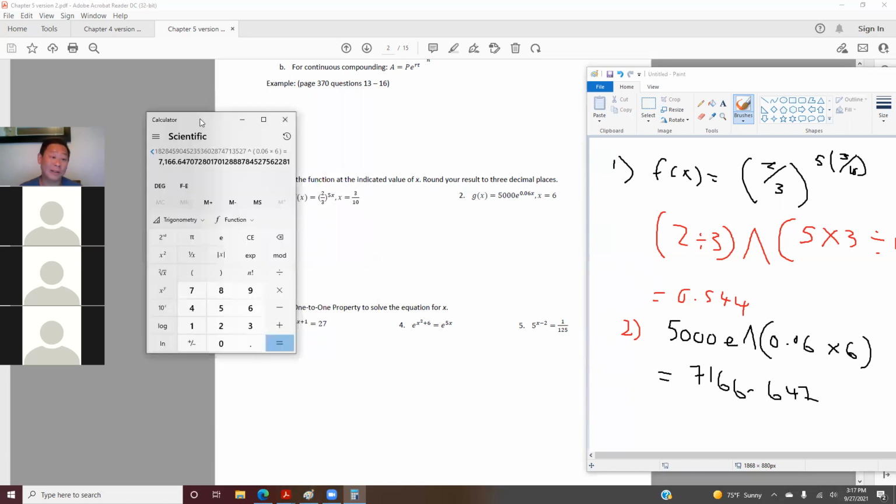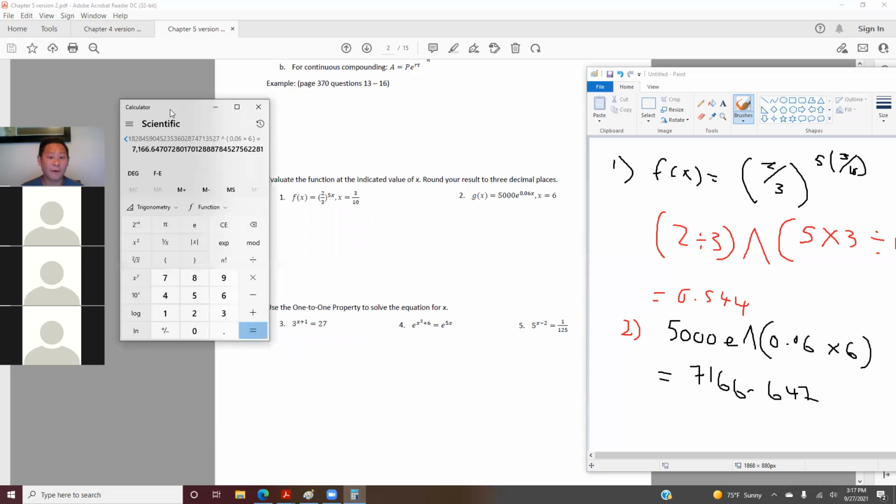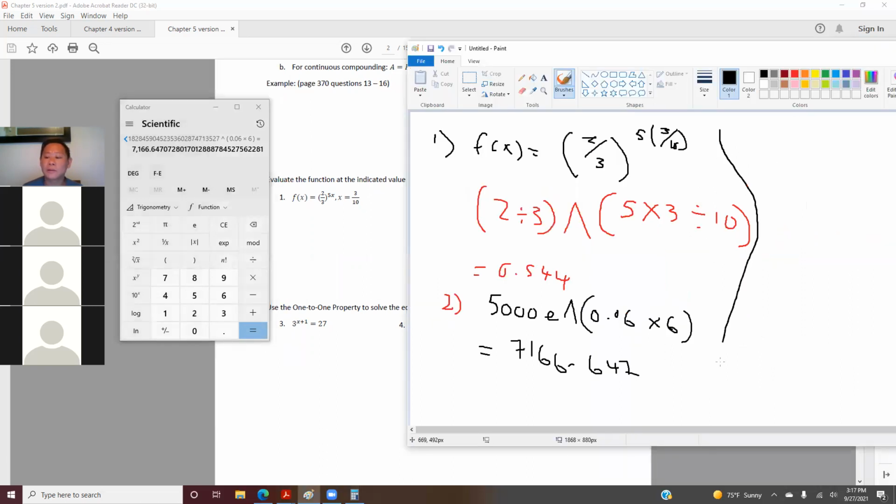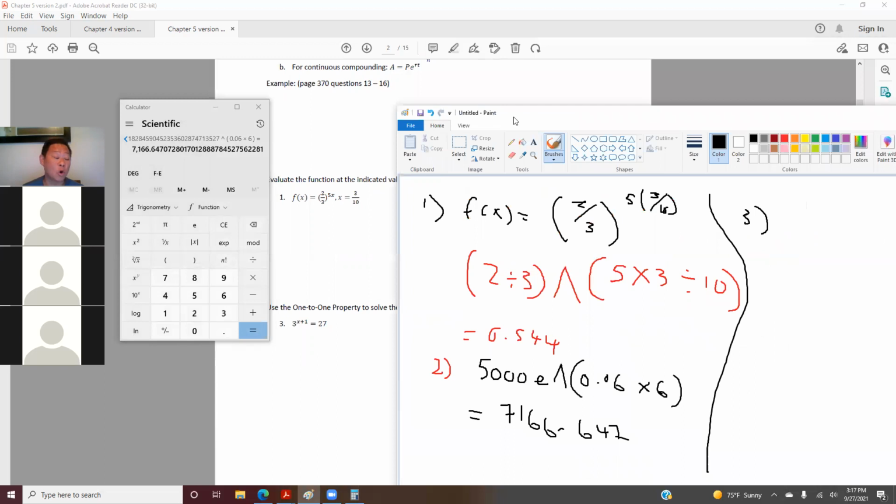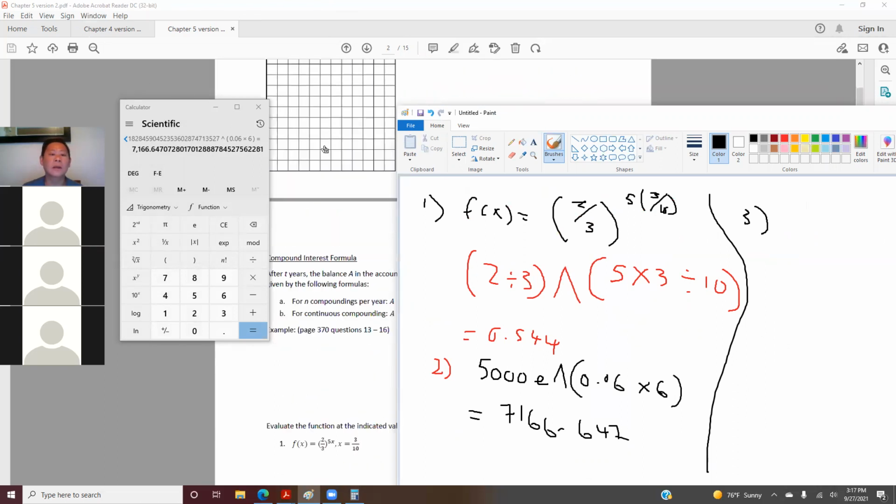Class, if you don't know how to do this, say goodbye to chapter 5, because chapter 5 is all about calculator. So make sure you have a calculator next to you for the whole chapter 5. Anyone have any questions? If you do, let me know, because you need a calculator. And don't use your cell phone, because I'm not allowed to use it in your test. So try to get a scientific calculator for this class.